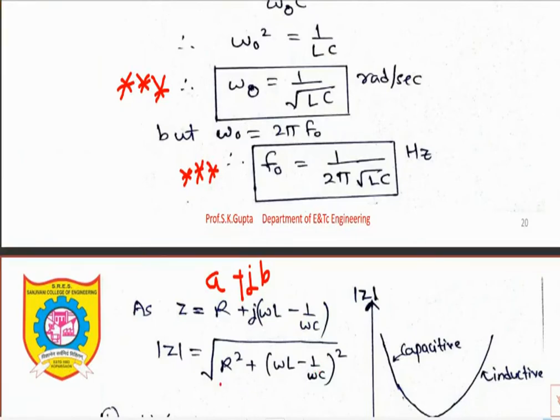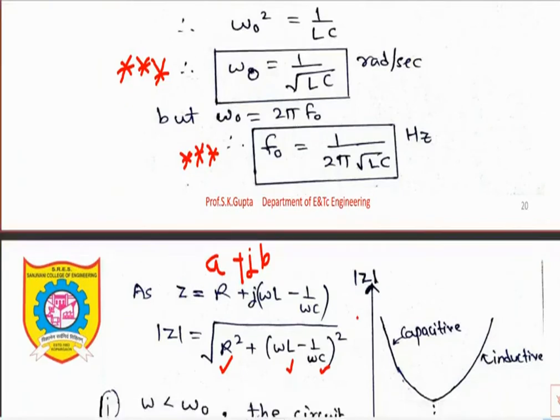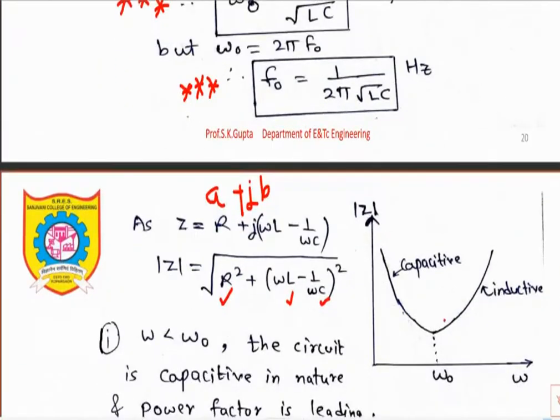Now here R is fixed, L is fixed and C is also fixed. So only changing value is omega, and as my omega changes, this Z magnitude will also change. So let us try to plot a graph of Z versus omega. So if I try to plot a graph, I will get this type of shape.